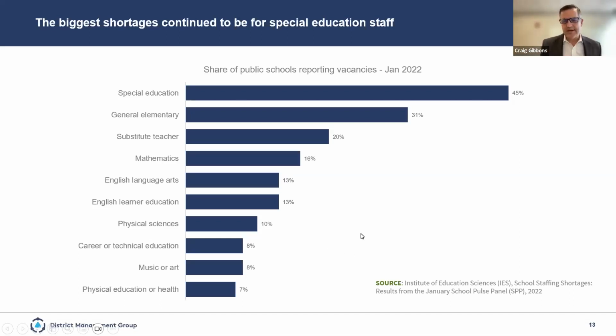And so as we look at this and the staffing shortages, the situation's improving a little bit since January 2022, but we're still seeing a lot of hardships in terms of filling those roles for folks that are working with the kids that have potentially the greater needs in your school. So that's still a challenging issue that a lot of schools are faced with.